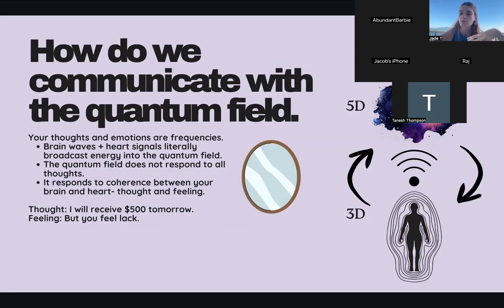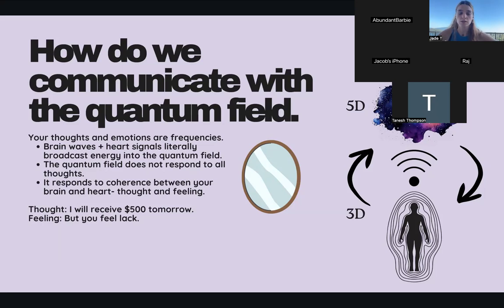How do we communicate with the quantum field? You can think of the quantum field and the universe as a mirror. And I'm sure you've heard that before. But what does that actually mean? Well, we interact with the quantum field in the sense that anything that we think and we feel is sending out an energetic frequency, a broadcasted frequency out into the quantum field that is being bounced back to us.